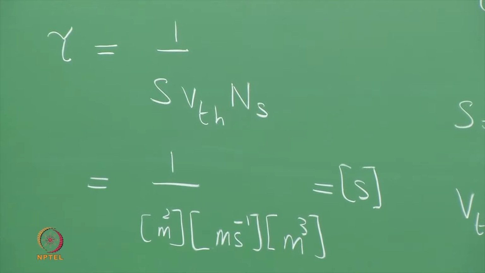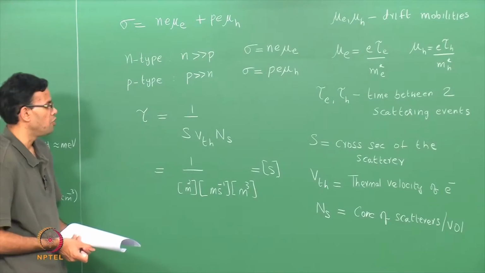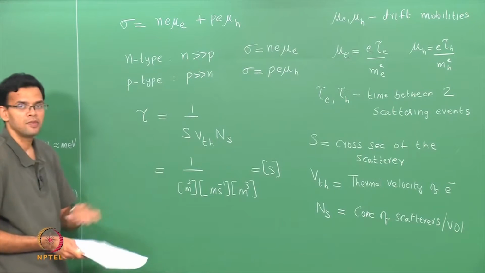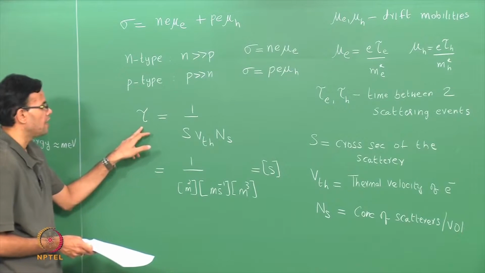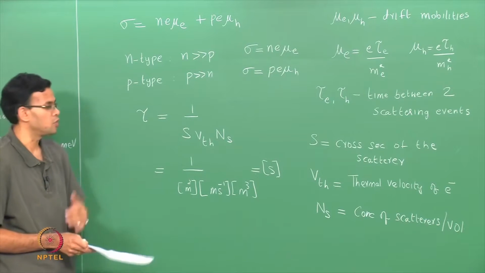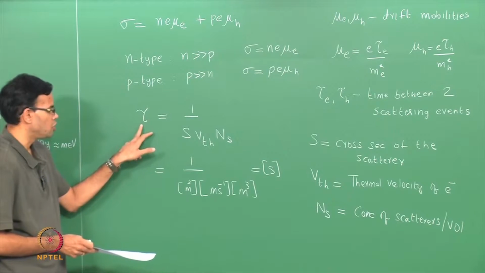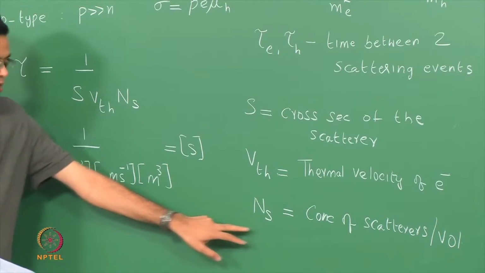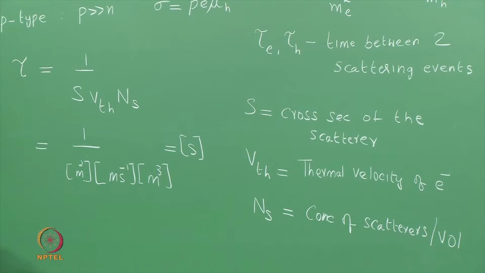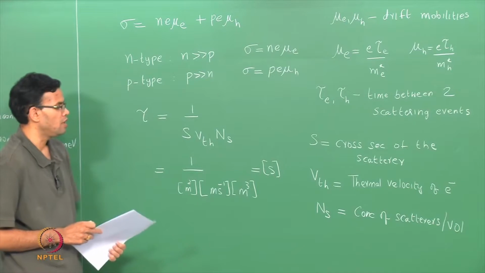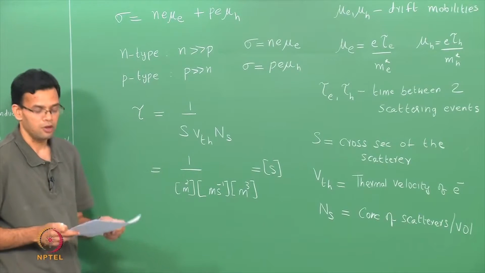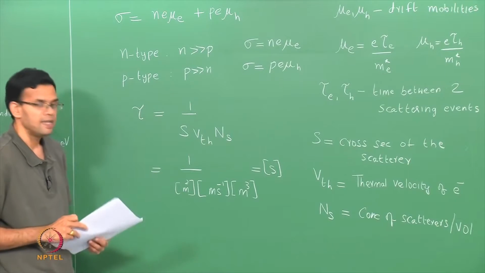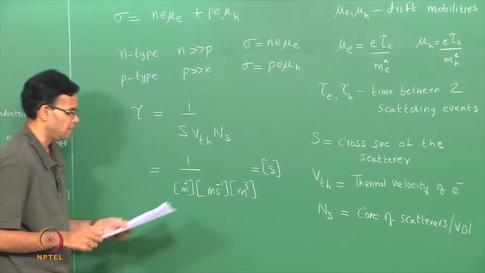So to understand this, if you have a larger cross section of the scatterer, then you are going to have a shorter scattering time. If the electrons travel faster, then once again they can interact between two scattering events quickly, so the time will be short, and if you have more number of scatterers, once again the time will be short. Now the question is, what are the scatterers that we talk about, and how do these values depend on temperature? Let us start first with intrinsic semiconductors.